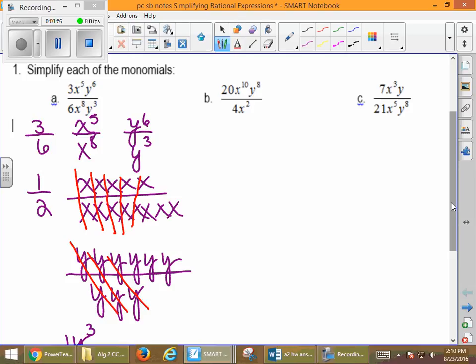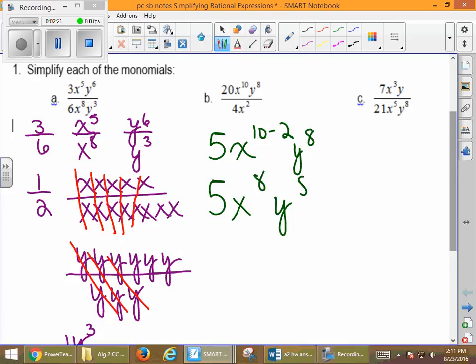We still, when we get to B here, divide the numbers. 20 divided by 4 is 5. But what happens is we subtract 10 minus 2. And then we still have the y to the 8. We don't have anything to combine with y to the 8. So we're left with 5 x to the 8, 10 minus 2, y to the 8. You could have written them out and canceled them out.